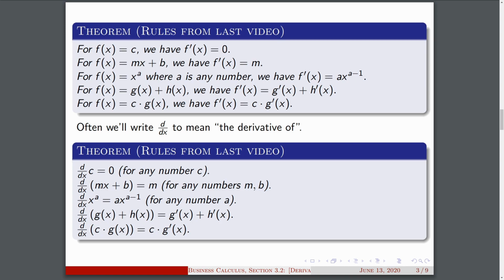The derivative of a linear function is the slope. The derivative of x to the a is ax to the a minus 1. The derivative of g plus h is g prime plus h prime. The derivative of c times g is c times g prime. All right, so that's how we'll write our rules from now. So try to get used to that.